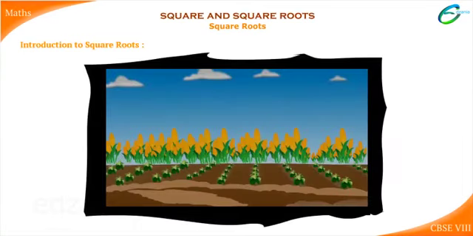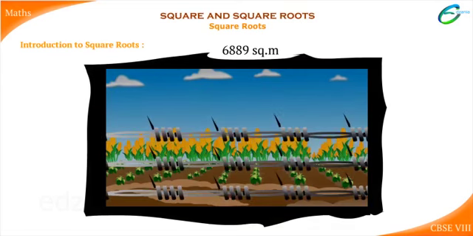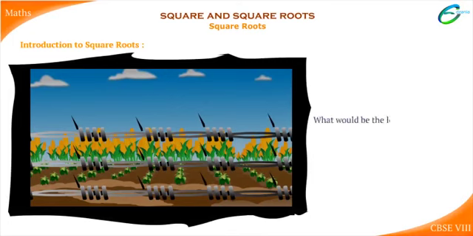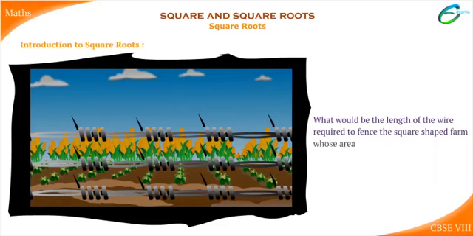A farmer has a square-shaped farmland whose area is 6,889 square meters. He wants to fence his farmland around 10 times using a wire. So, what would be the length of the wire required to fence the square-shaped farm whose area is 6,889 square meters 10 times?